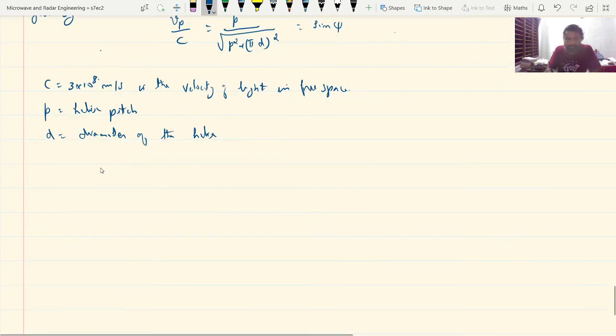And psi is nothing but pitch angle. Psi is nothing but pitch angle. Clear?